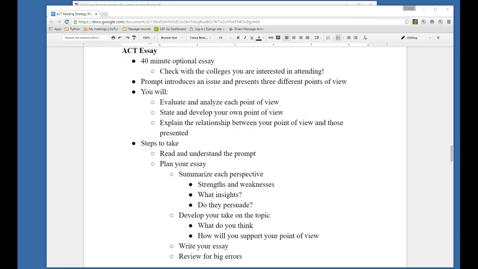So what do you think? If you have three different points of view, should you do them each in one sentence, or should you do them each in a paragraph? What do you think? Sentence or a paragraph? Yeah, paragraph. Yeah. We're going to want to focus on each one of the points of view as the topic of a paragraph. Now, that won't be our introduction. It won't be our conclusion, but it will be our body paragraphs. So we can pretty much count on having three body paragraphs, one for each of the perspectives.